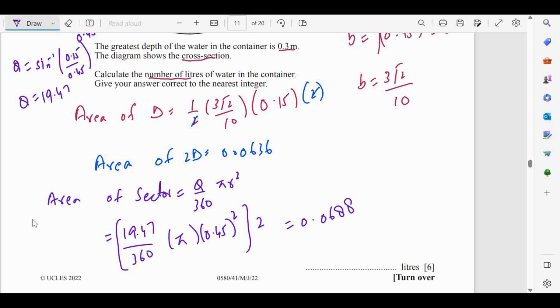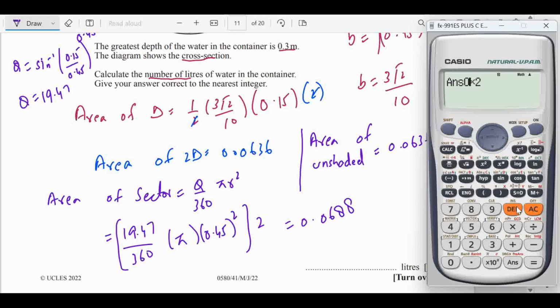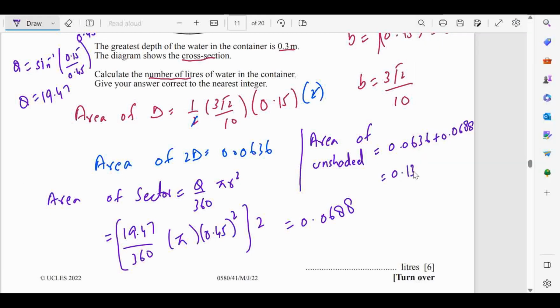Now this will be the area of the unshaded region. So this will be equal to, we need to add both of them: 0.0636 plus 0.0688. If we add these two, this will be equal to 0.1324. Let me write it over here, 0.1324. This is the area of the unshaded region.